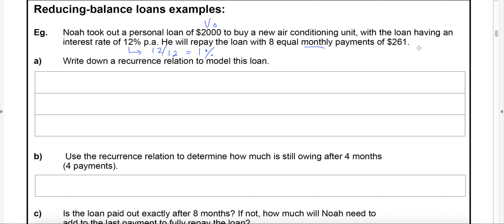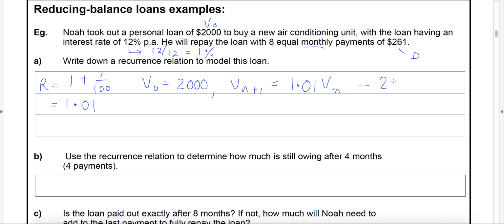Here's our D value because that's the amount that he is paying back. Let's get our capital R, 1 plus 1%, giving us 1.01. V0 is $2,000, and to get the next term, we're first multiplying by 1.01, and then we're going to take away the payment being made, which is $261.